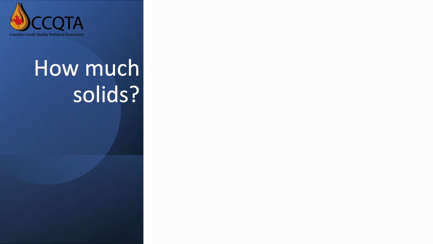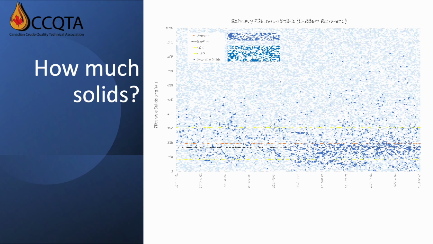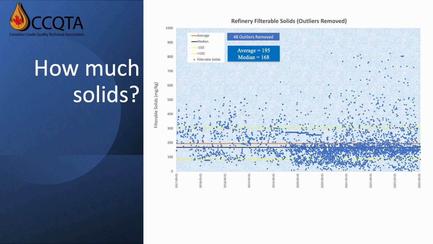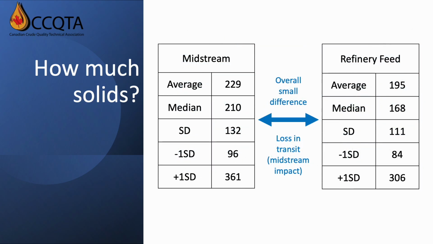Now we have a good idea of what typical filterable solids are in transit, so now we need to know what refiners are seeing on their end. This chart shows the data refiners have collected on the crude feed to the refinery over the past 5 years. When we compare the refinery data to the pipeline data, we find they're actually quite similar. The average refinery values are slightly lower, likely due to loss in pipeline transport, for all the reasons we kind of talked about earlier. Now let's put a little bit of scale to this data.